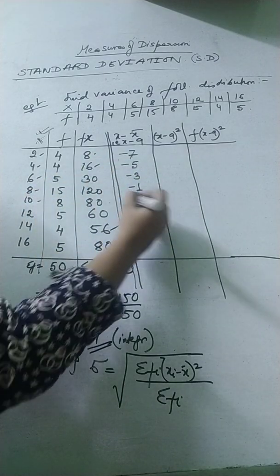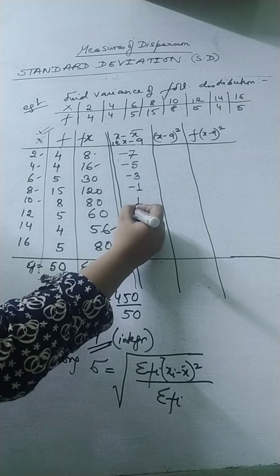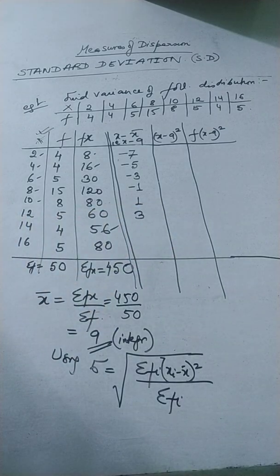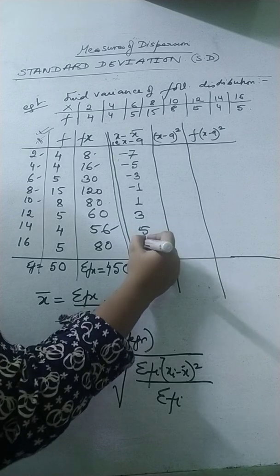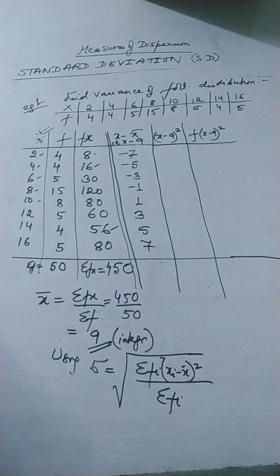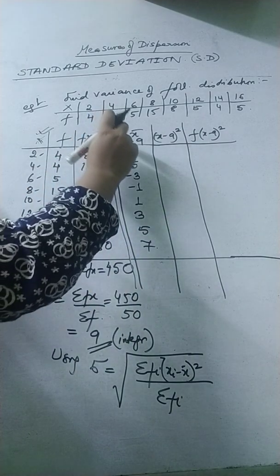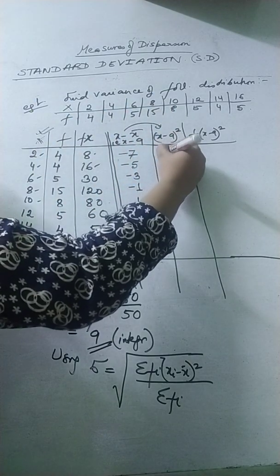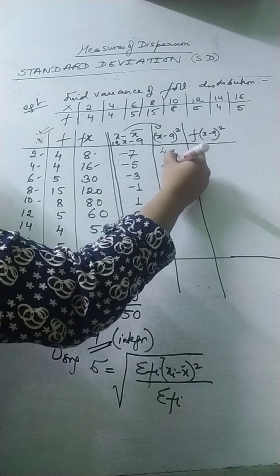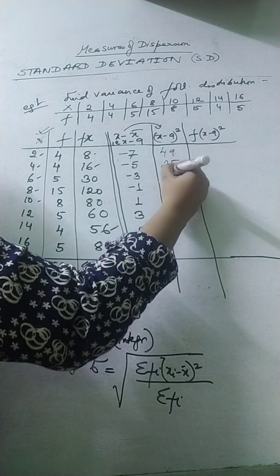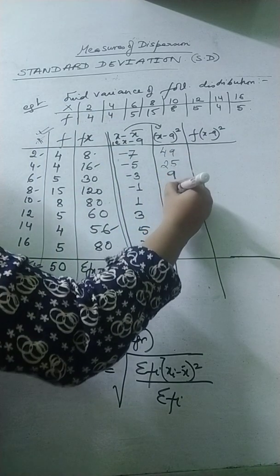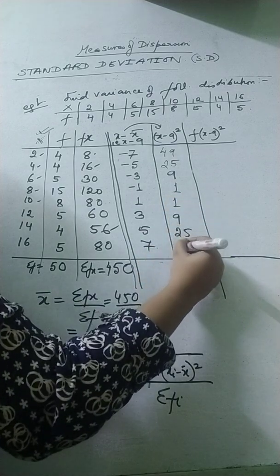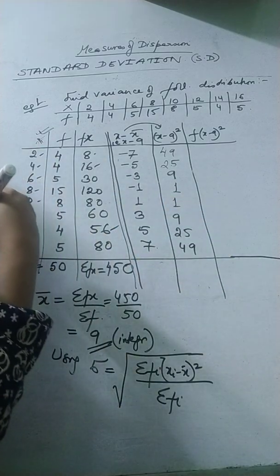10 minus 9 is your 1. 12 minus 9 is your 3. 14 minus 9 is your 5. 16 minus 9 is your 7. (x minus 9) whole square means square of this. This is what we will do. So this is 49. This is 25. 3 square is your 9. 1 square is 1. This is 1. This is 9. This is 25. This is 49. Now f into this.